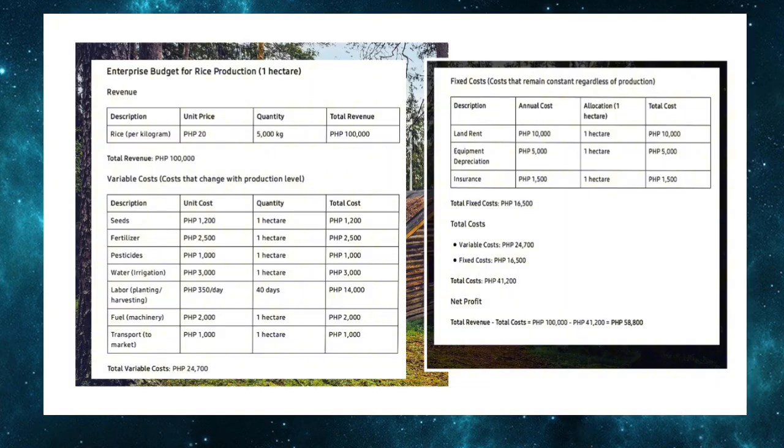This is an example of an enterprise budget, a budget for a 1-hectare rice production. An estimate of 100,000 pesos revenue with variable costs of 24,700 pesos and fixed costs of 16,500 pesos. There is a probability that the enterprise will have a net profit of 58,000 pesos. This explains an enterprise budget.